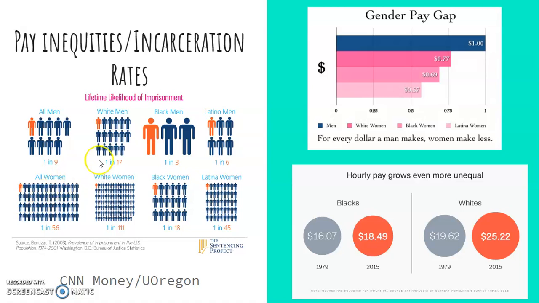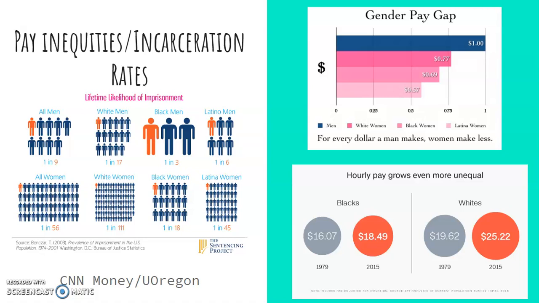Okay, so right here, we're showing the lifetime likelihood of imprisonment. This is from 2003, so keep that in mind. It could have changed a little bit, but not a whole lot. We have just all men in general, okay? 1 in 9 men are likely to be imprisoned. Out of women, it's only 1 in 56. So we have a disparity in the number of men compared to women across all ethnicities. So as a social scientist or a historian, you want to be thinking about, why is that? Why are men more likely to go to prison compared to women? What might be some reasons for that?